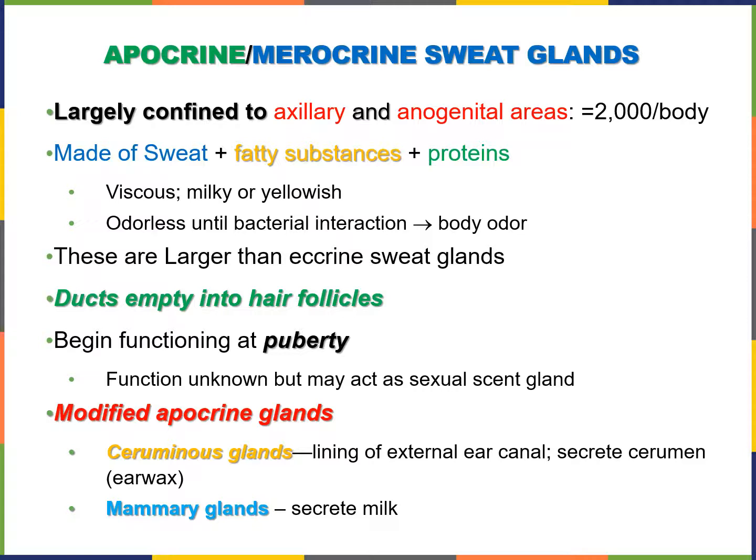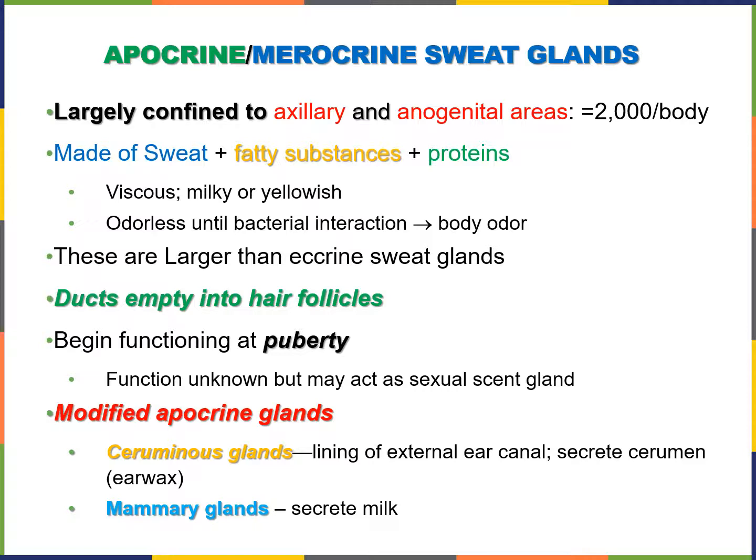Its secretion is sweat with a fatty substance and protein. That secretion appears viscous, milky, or yellow. It's usually odorless unless there's some bacterial interaction with it to give a particular body odor. They're larger than the eccrine sweat glands. Their duct empties into a hair follicle. Usually these don't become functional until around puberty.